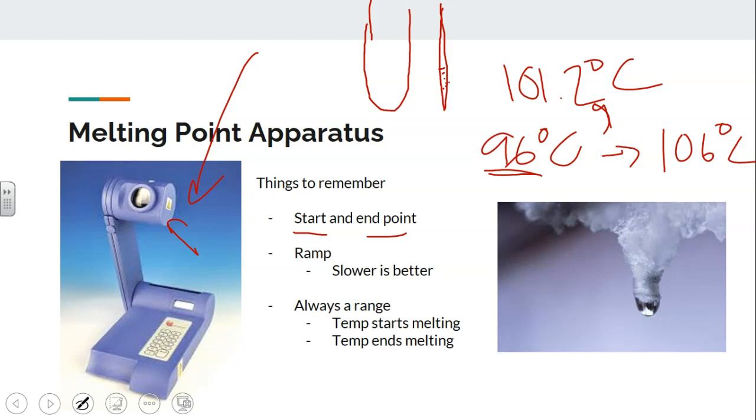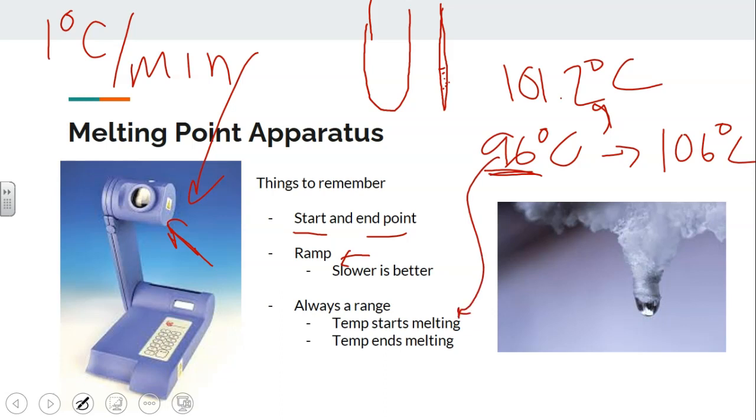And then what's going to happen is this is going to heat up slowly, and we program the ramp. That's the speed at which it heats up. And so we probably want that to be around 1 degree Celsius per minute. So every 6 seconds, it's going up 1/10 of a degree. Okay, and so we want that to be slow, so that we can actually get the temperature that it starts melting and the temperature that it's done melting.